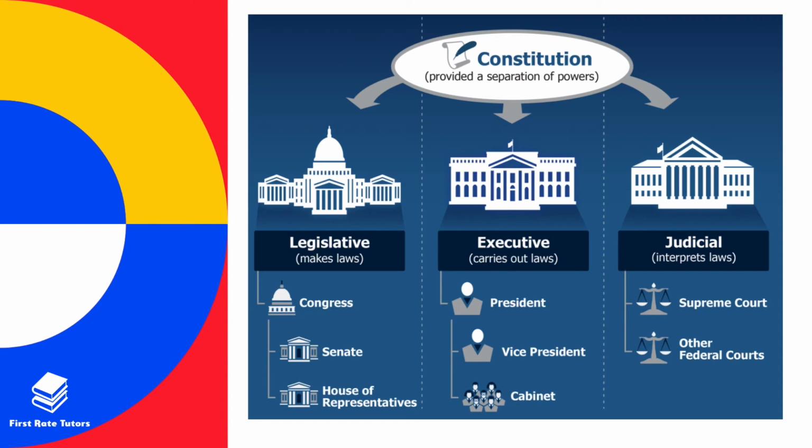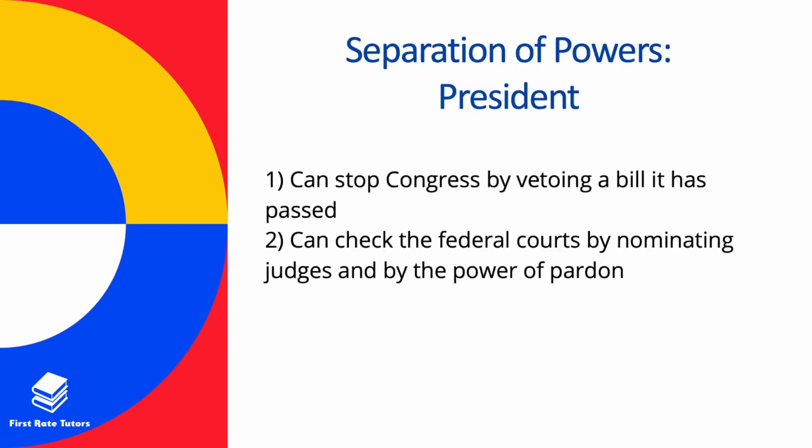Now, this is essentially how the Constitution separates powers. As you can see, there's the legislative, which looks after making laws, and beneath that, of course, there's Congress, and within Congress is the Senate and House of Representatives. Of course, there's the executive at the center, and as you can see, they sit in the White House, and this includes the president, vice president, and the cabinet. And on the far right is the judicial branch, which interprets laws passed by the legislative arm, and this includes the Supreme Court as well as other federal courts.